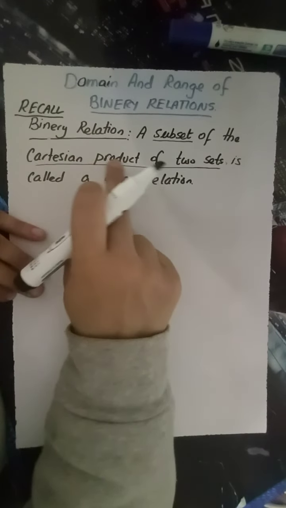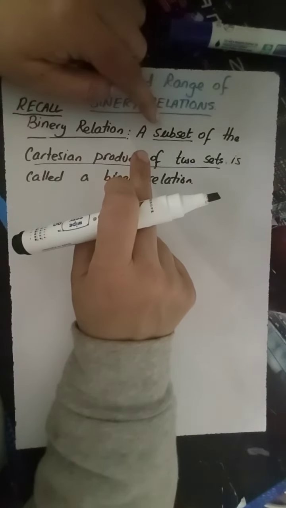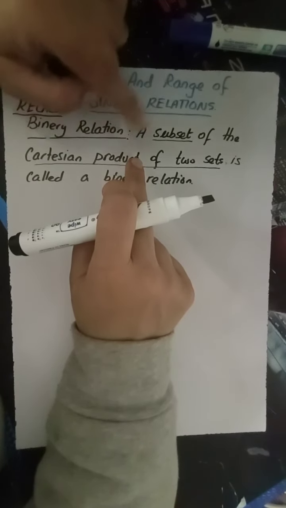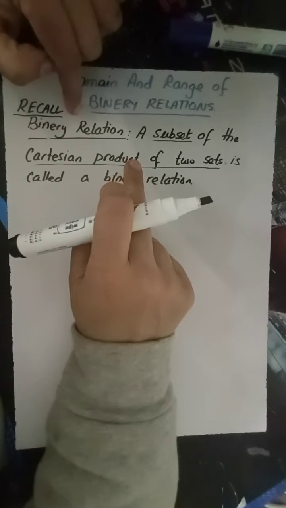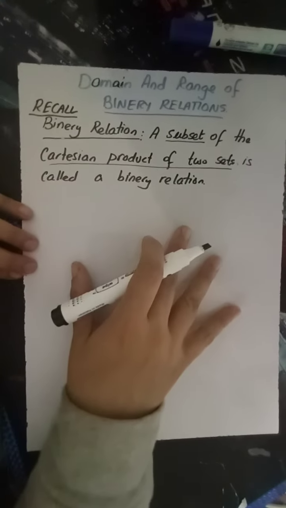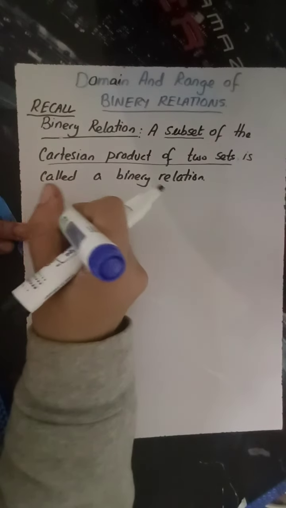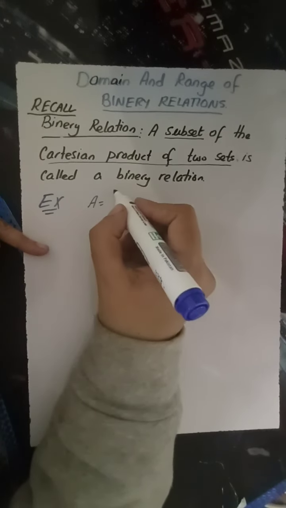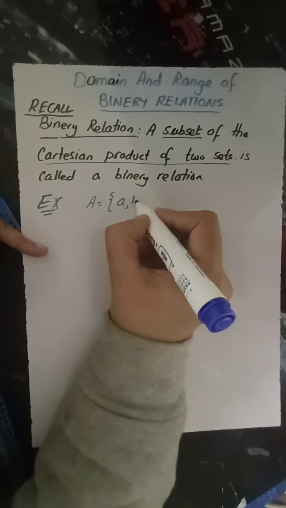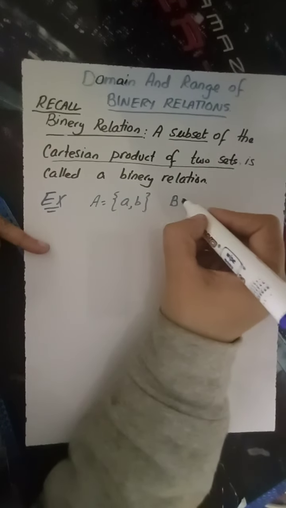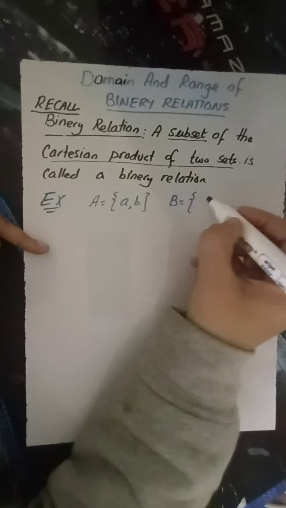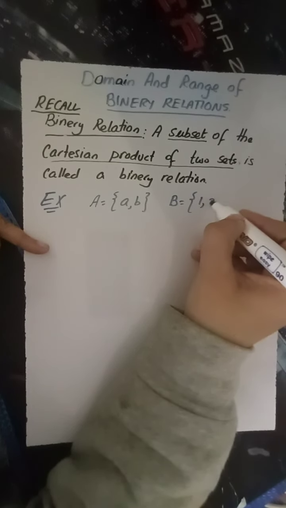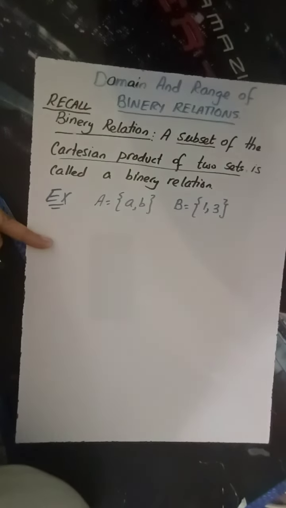And after finding the Cartesian product, I'm going to find the subsets of this set. Those subsets will be the binary relation. In order to understand this definition better, we will do an example. For example, let us take two sets. Let A be the set {a, b}, and suppose you have a second set, which contains the elements 1 and 3.